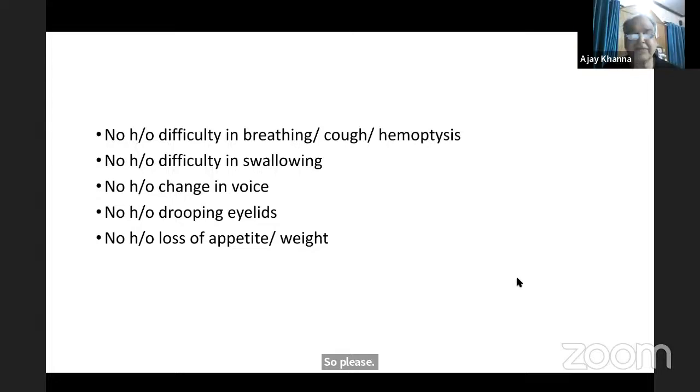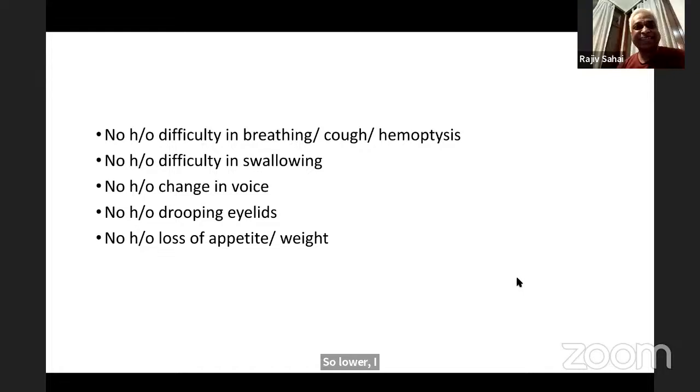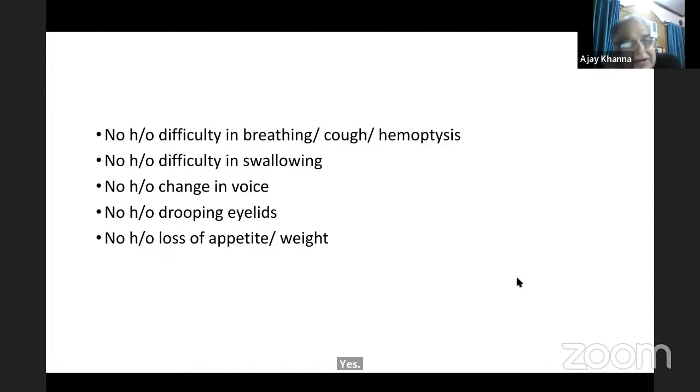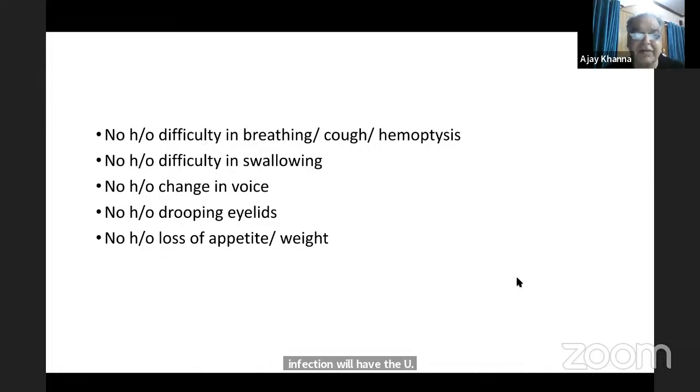Pooja, if there is an upper cervical and a lower cervical lymph node, which one is more significant? So lower cervical. No, you're asking or you're telling? You answer. Lower cervical is important. Upper cervical again, because anybody having an oral infection will have upper cervical nodes. But once there's a lower cervical node, even if it is a centimeter in size, that is significant. Yes. Okay.